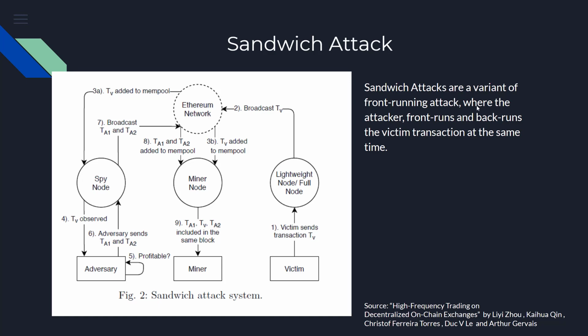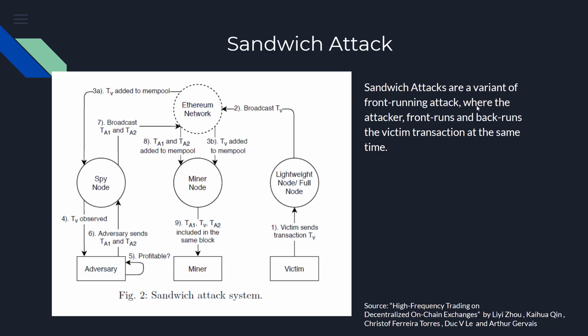Now, the adversary has already set a spy node in the network, so it sees the transaction from the victim and tries to find out whether it is profitable to front-run it or not. By profitable, I mean whether it has a high enough slippage. If so, it releases two transactions, TA1 and TA2, adjusting the gas price according to the victim's transaction so as to make it a sandwich, and submits them to the network.